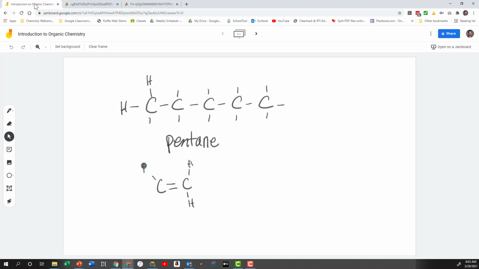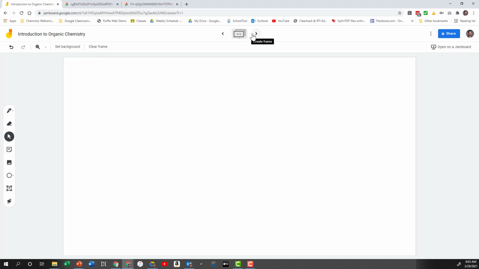Notice that there are fewer bonding sites. Carbon can only have 4 bonds coming off of it, so there is less hydrogen. This is called ethene. All right. Let's do another one. What would this one be called? This is called propene.